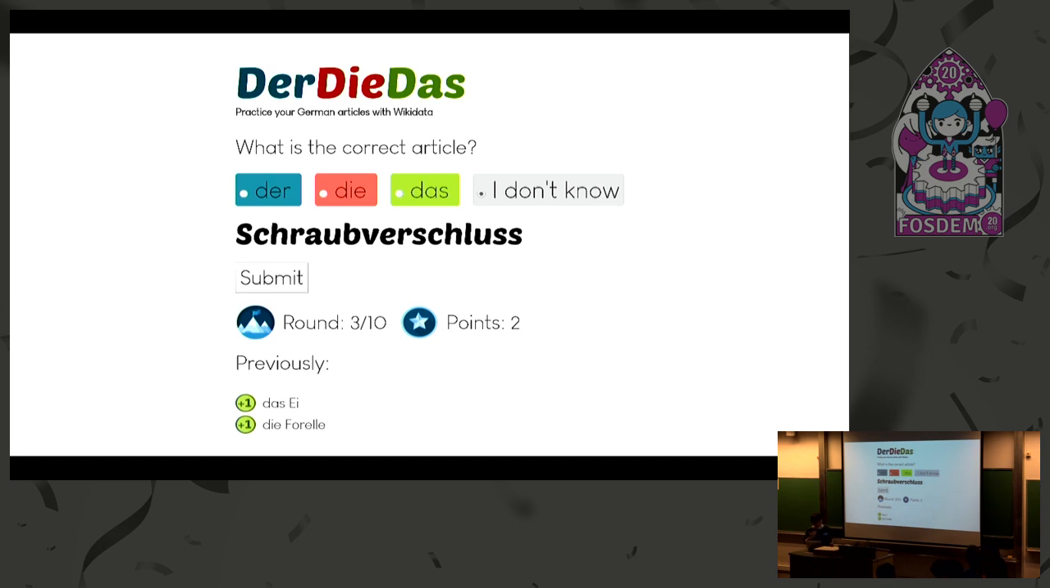And another thing that a colleague of mine built, she is French and she moved to Germany to, among other things, learn German, and it was really, really hard for her. And one of the things she did was build a tool for herself to learn if a noun should go with the article der, die, or das. And now you can play this game and improve your knowledge about German articles. It's, by the way, der Schraubverschluss.